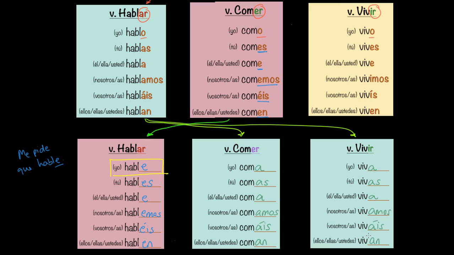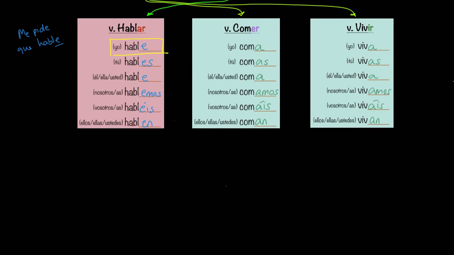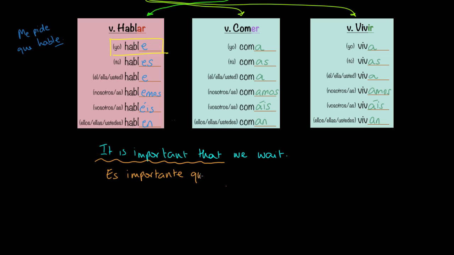So pretty easy really in terms of endings. Let's have a look at a couple of examples of this present subjunctive in a sentence. If I want to say in Spanish, for example, it is important that we wait. Notice that this "it is important that" is one of the expressions that in Spanish require subjunctive. In Spanish this expression is es importante que. Now I need the "we wait."